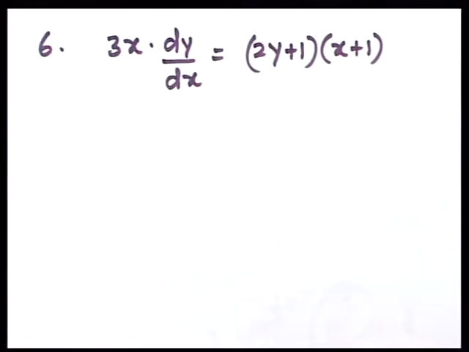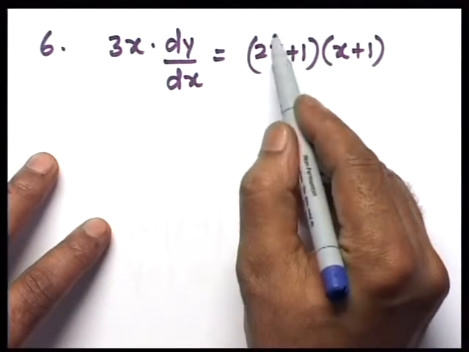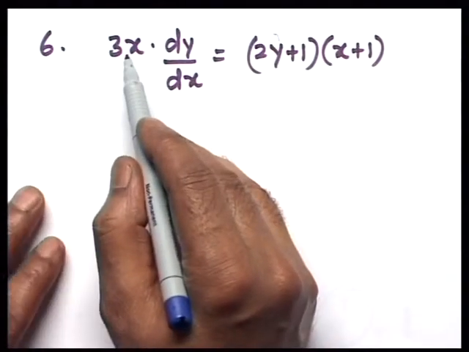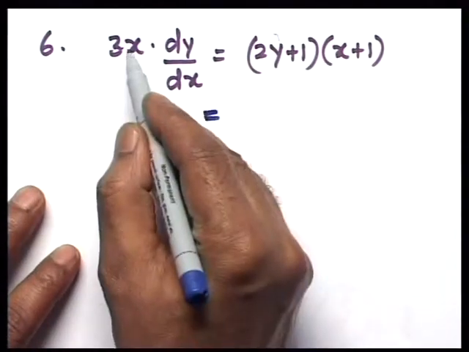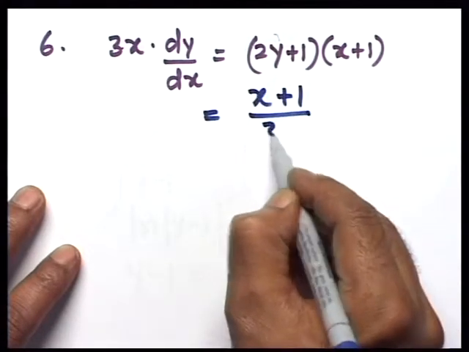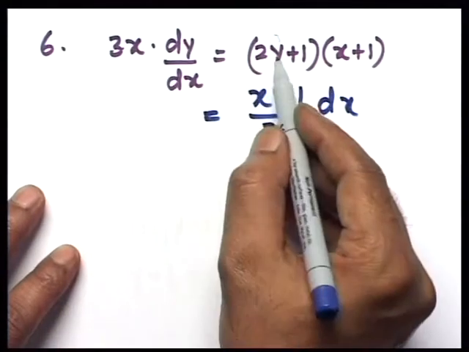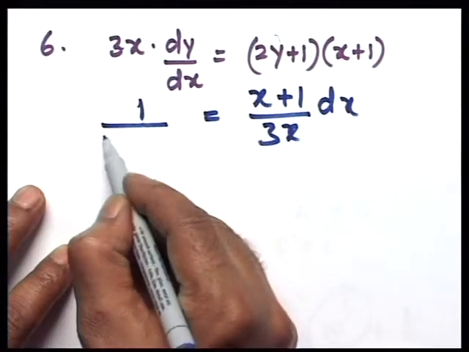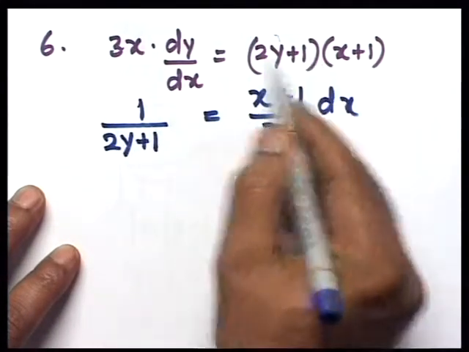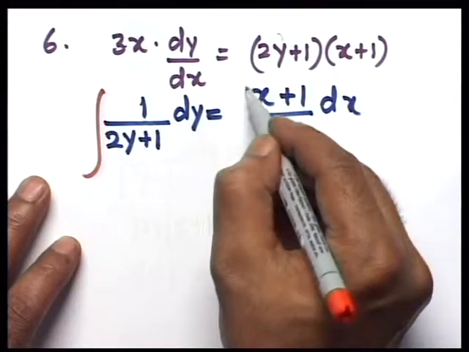3x times dy over dx equals 2y plus 1 times x plus 1. That's a y term, that's an x term. Right, let's move that to the right hand side, see what happens. I'm just keeping x plus 1 there. Divide by 3x and dx comes there. You all know how to move things around, right? So it's 1 over 2y plus 1 and then dy stays there. That's it. We integrate on both sides.